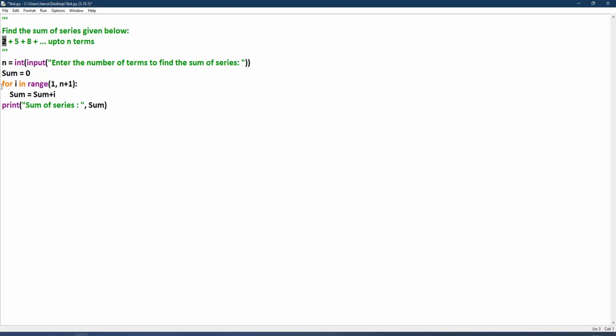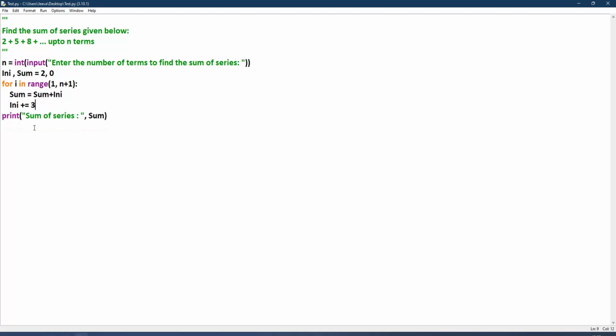As the initial number is 2, I will create one more variable called ini as 2 and then sum as usual it is 0. Every time I take this sum, it will be ini instead of i. i will be counting the terms, nothing else. Every time the new term gets formed by adding 3 to the old ini. I will be giving here ini plus equal to 3. That means ini equal to ini plus 3.